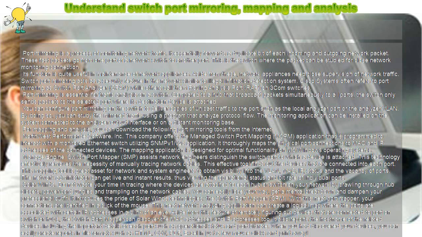You can configure port mirroring on the switch to deliver copies of unicast traffic to a port such as the local analyzer port or the analyzer VLAN. By doing so, you can study the mirrored traffic using a program that analyzes protocol flow. The monitoring application can be installed on the system connected to the analyzer output interface or on a distant monitoring base. For mapping and analysis, you can download the following port mirroring tools from the Internet: Northwest Performance Software Incorporated.